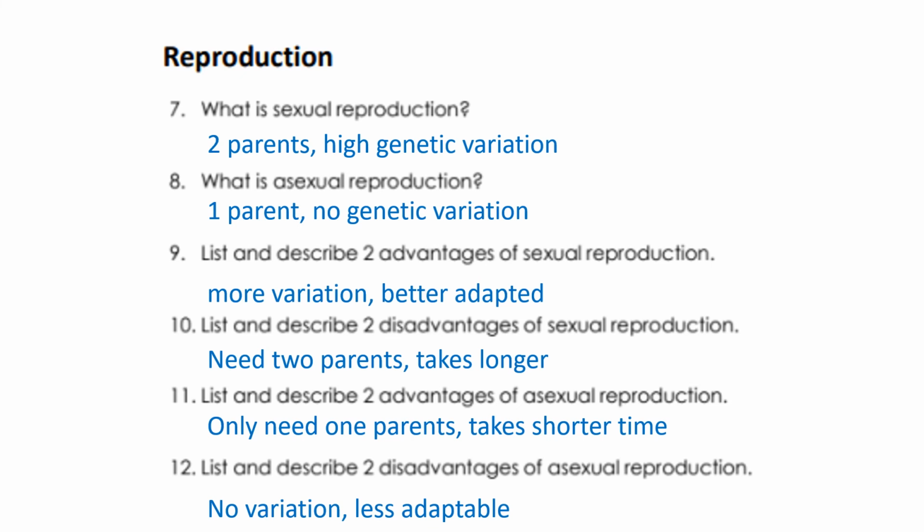Number 11, 2 advantages of asexual reproduction. You only need 1 parent and it's really fast. The reproduction is really fast. But disadvantages for asexual, there's no variation. So they're going to be less adaptable. If something happens in the environment, there's not going to be any individuals that are better suited for the new environment.